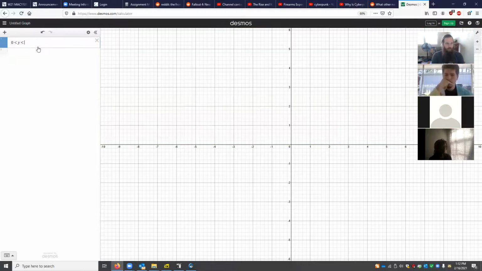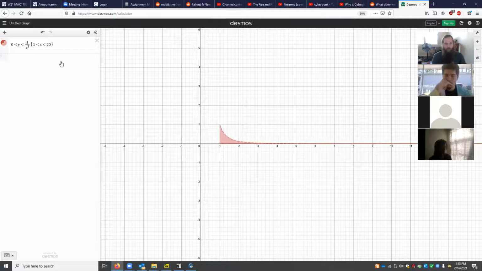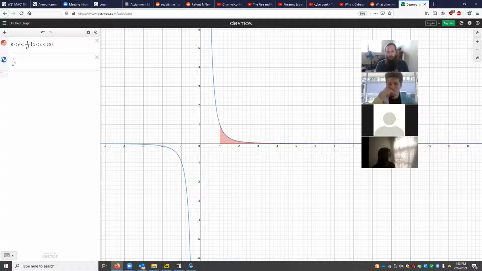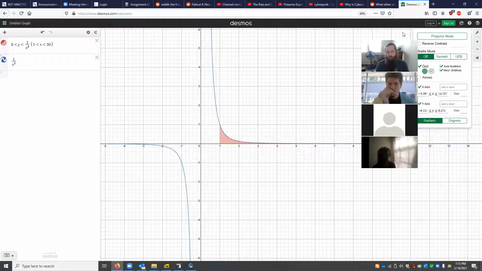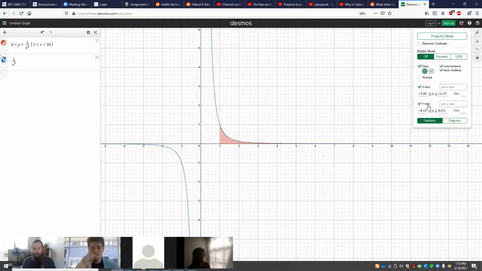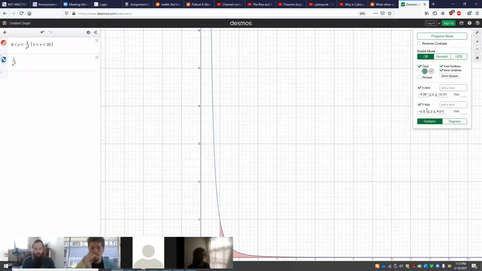Zero less than y less than 1 over x cubed, and then 1 less than x less than something. All right, here's the area in question. Let me add in the graph here, 1 over x cubed. Let me adjust my scales a little bit. For y, we're going to go from negative 0.1 up to just 1.